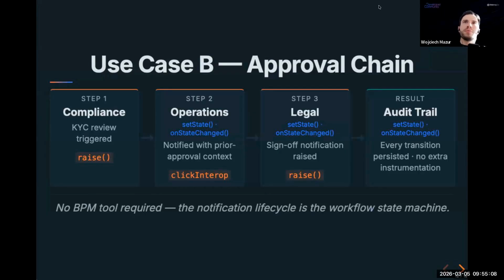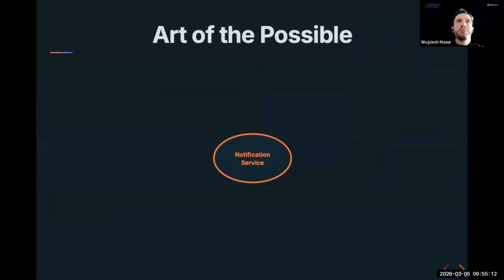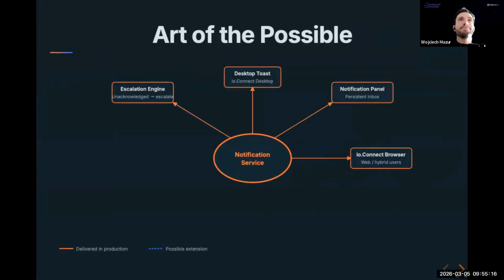These are just two of what we've built so far, but what is possible? Out of the box are the orange spokes that you can see. So you get the escalation engine, as I mentioned previously, the toasts, the notification panel, and also very similar functionality on io.Connect Browser if you have some web or hybrid users.